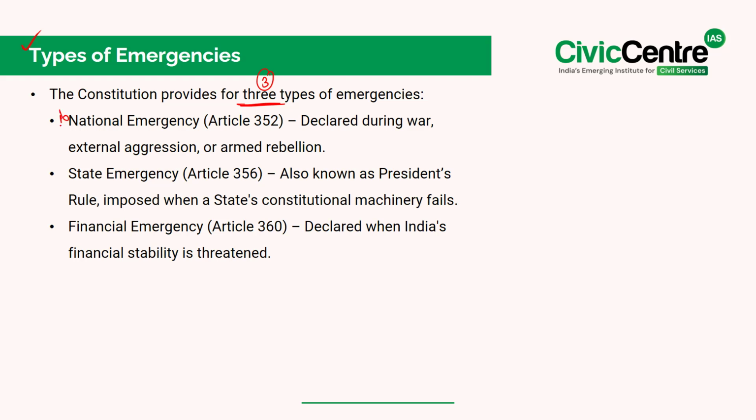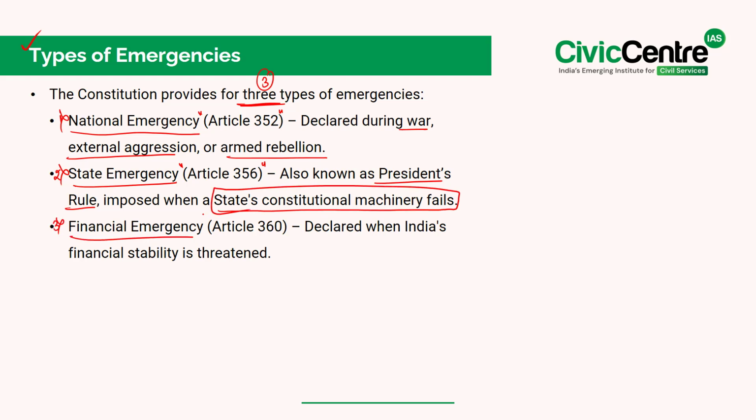The first is a national emergency, which comes under Article 352, which is declared in cases of war, external aggression or armed rebellion where the nation's security is under threat, allowing the central government to assume sweeping powers. And the second is a state emergency, which comes under Article 356, also known as the President's rule, which is imposed when the constitutional machinery of a state breaks down. And the third is a financial emergency, which comes under Article 360, which is declared when India's financial stability is threatened, allowing the central government to take control of financial matters to prevent economic collapse.